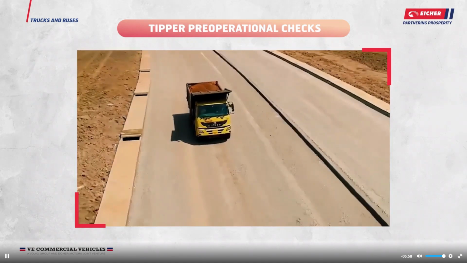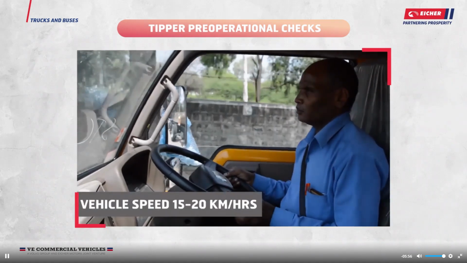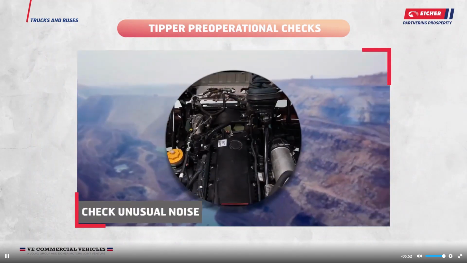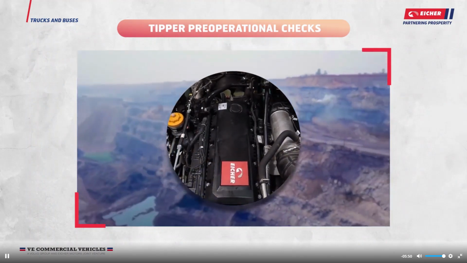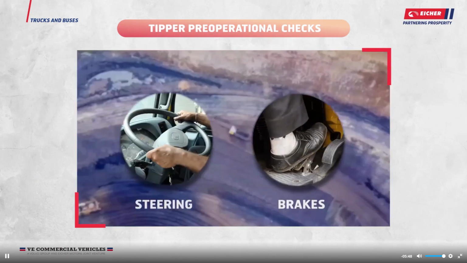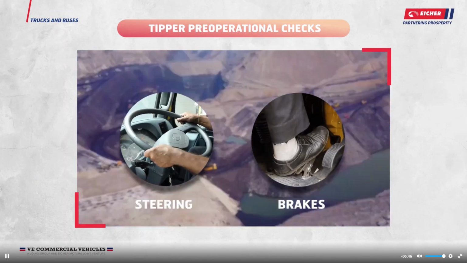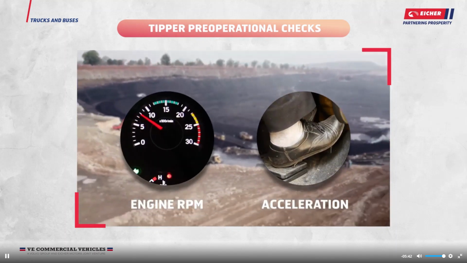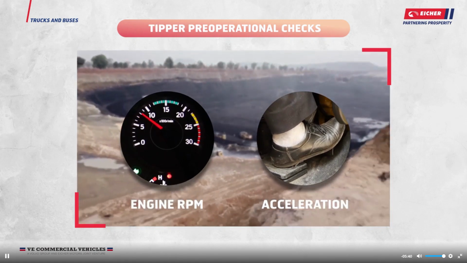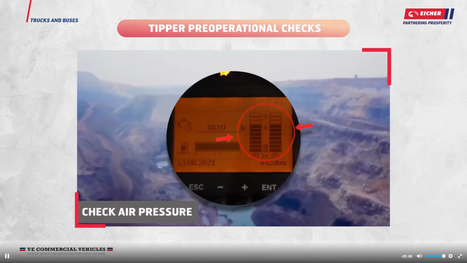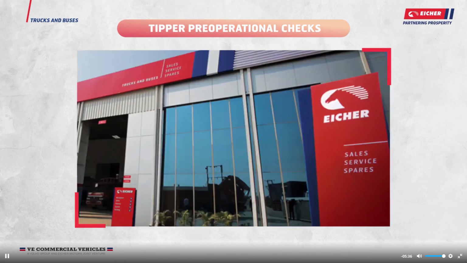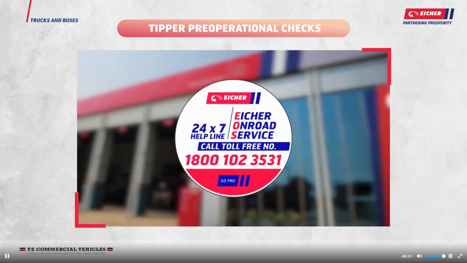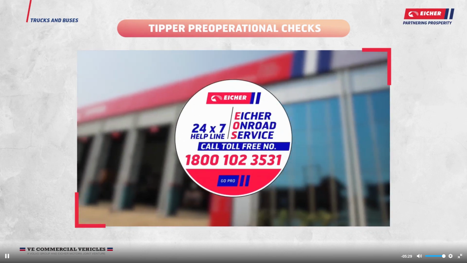Now drive the vehicle in a safe place at 15 to 20 km/h speed and check for unusual noise from the engine and other parts of the vehicle. Check the effectiveness of steering and brakes during running. Check that the engine runs at low speed and accelerates properly. Check air pressure in the air pressure bar. If not okay, get it repaired at the nearest EICHER authorized service center or call EICHER on-road service.